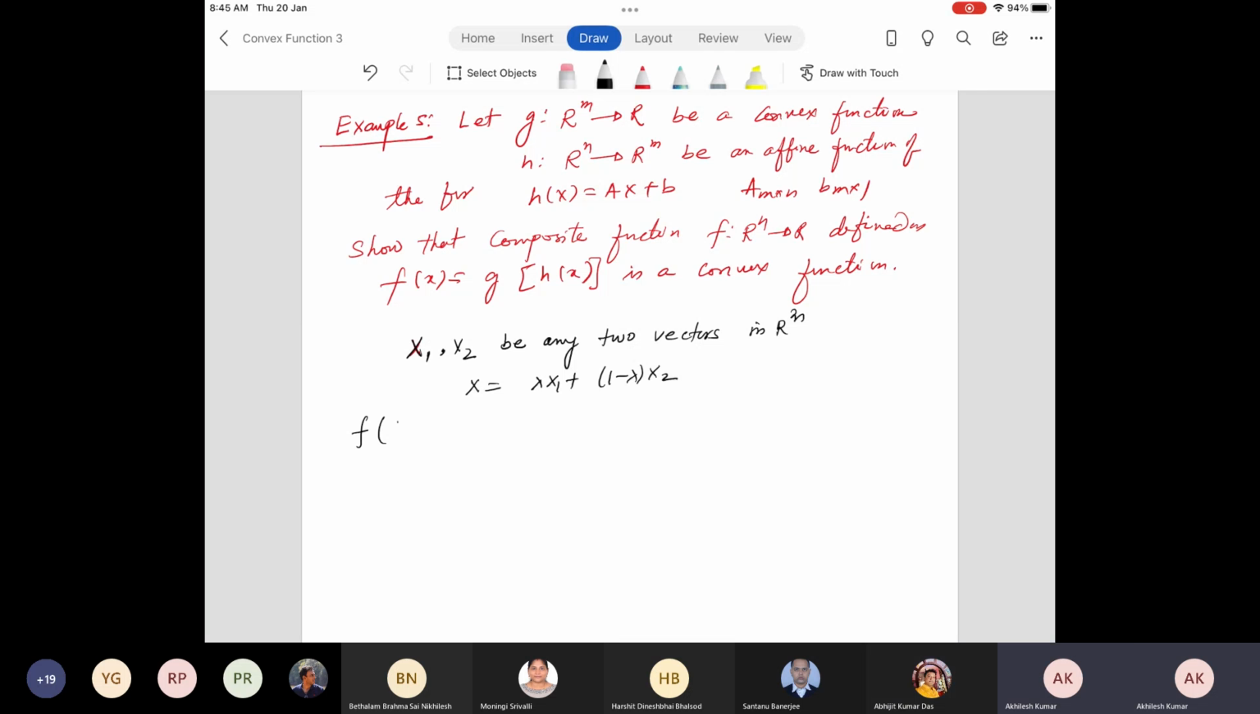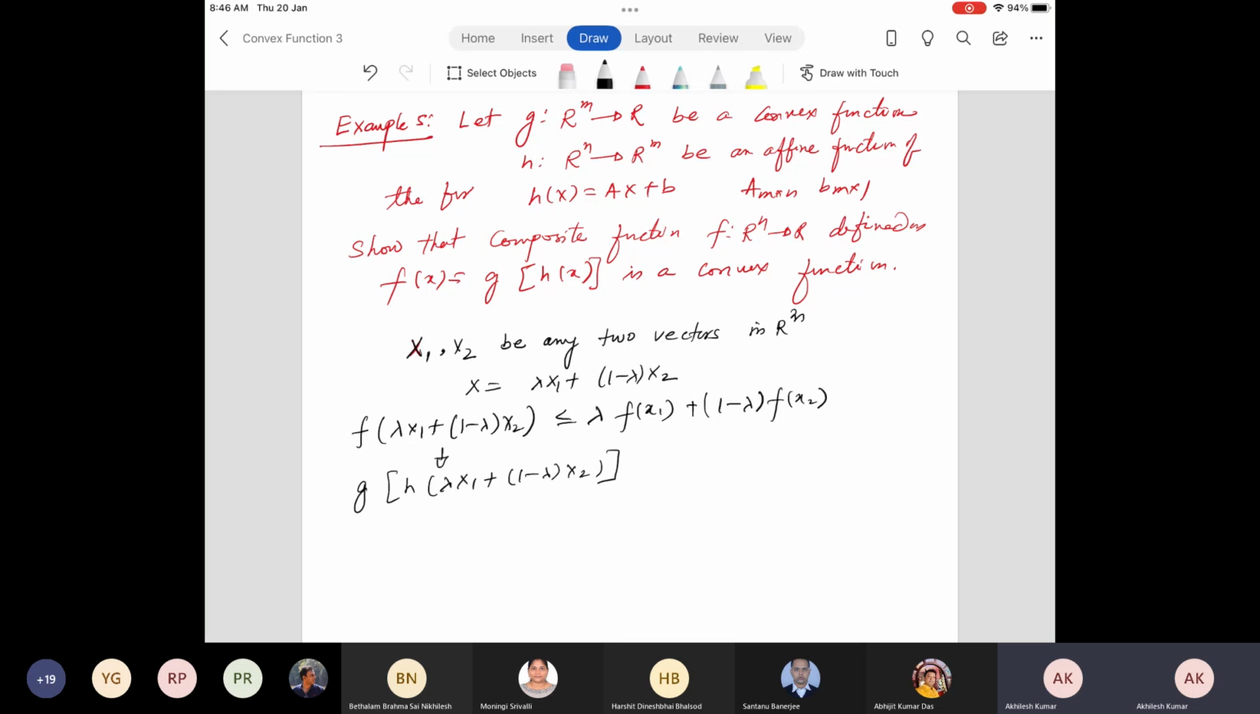I need to somehow show that f of lambda x1 plus 1 minus lambda x2, where f equals g of h. What we need to show is that this is less than or equal to lambda f of x1 plus 1 minus lambda f of x2. This is what we need to show. So let's start with the left hand side. We can write this as g of h of lambda x1 plus 1 minus lambda x2.